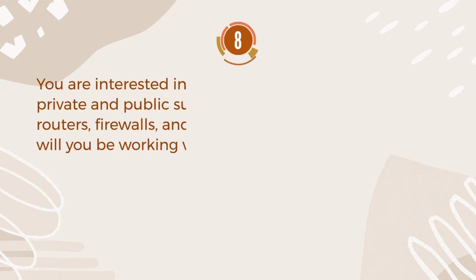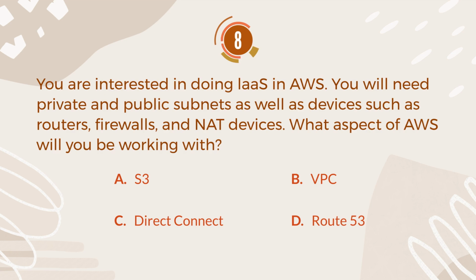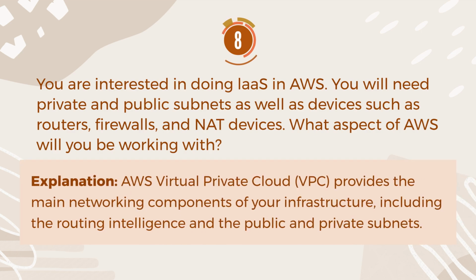Number 8. You are interested in doing infrastructure as a service in AWS. You will need private and public subnets as well as devices such as routers, firewalls, and network address translation devices. What aspect of AWS will you be working with? A. Simple Storage Service. B. Virtual Private Cloud. C. Direct Connect. D. Route 53. The correct answer is B. Virtual Private Cloud. Explanation. AWS Virtual Private Cloud provides the main networking components of your infrastructure, including the routing intelligence and the public and private subnets.